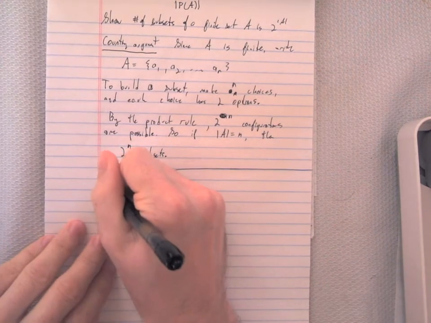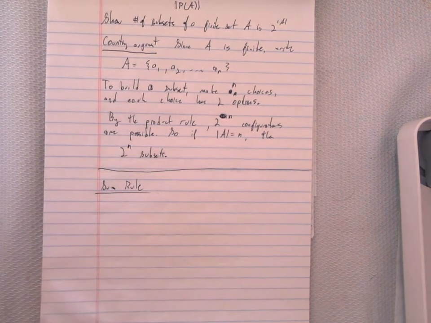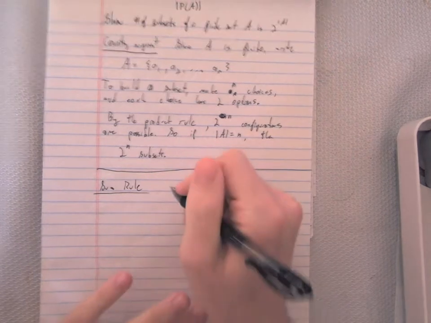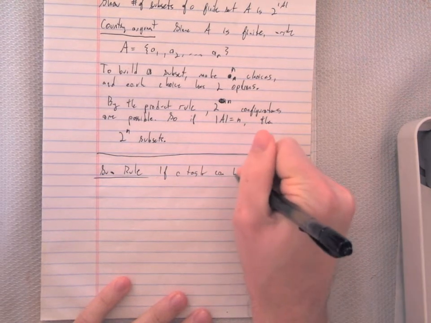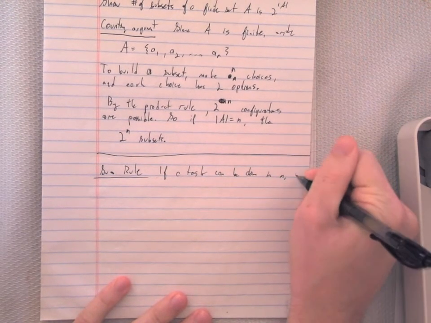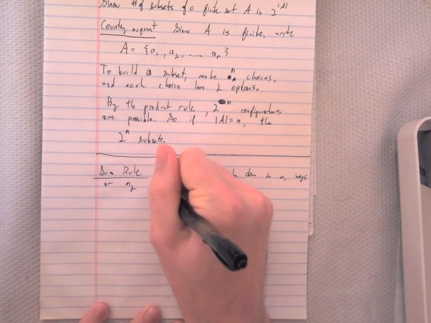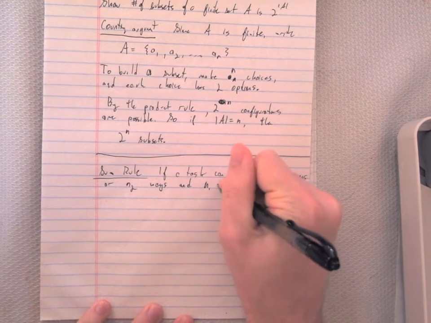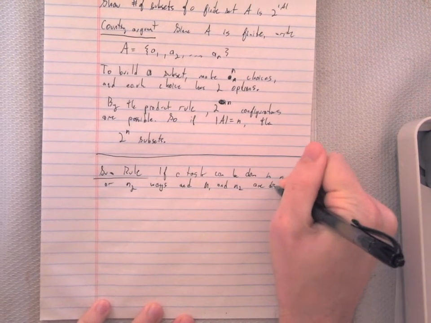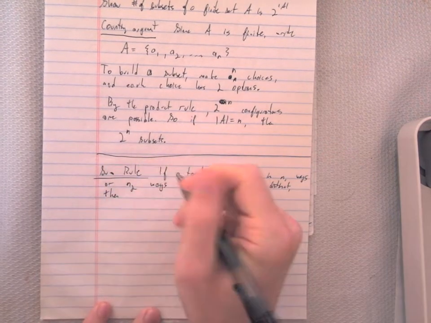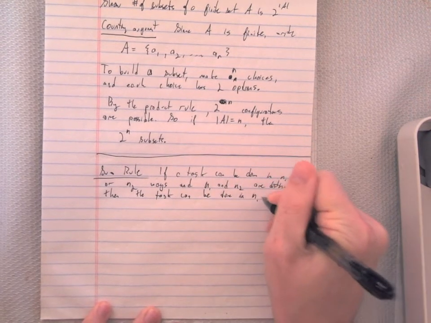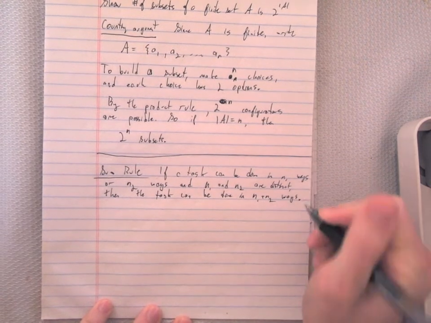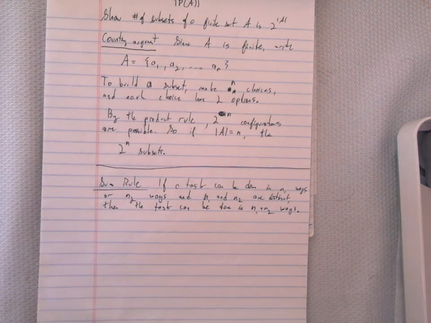Now let's do the sum rule. This one seems even more simple. If a task can be done in n1 ways, or n2 ways, and n1 and n2 are distinct, then the task can be done in n1 plus n2 ways. And maybe this seems a little foggy, but I think the examples will make it much clearer.